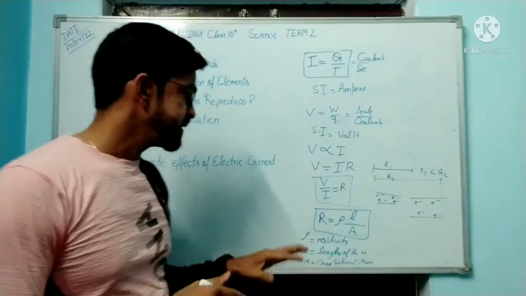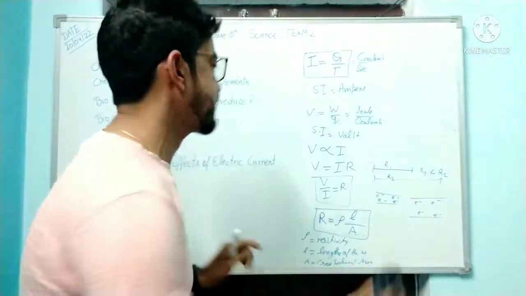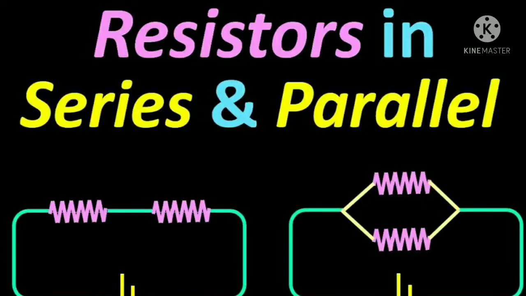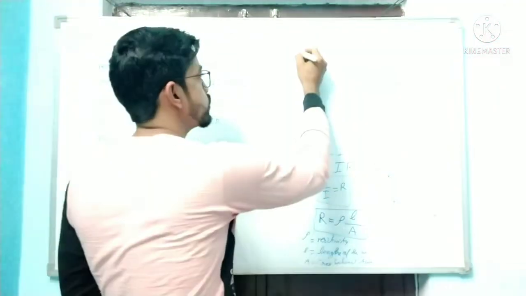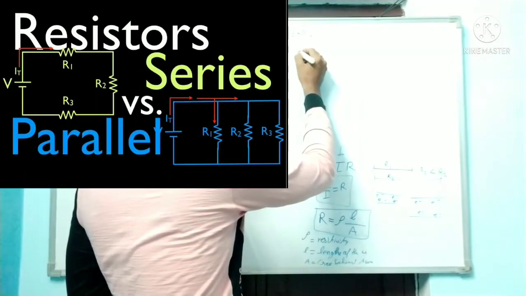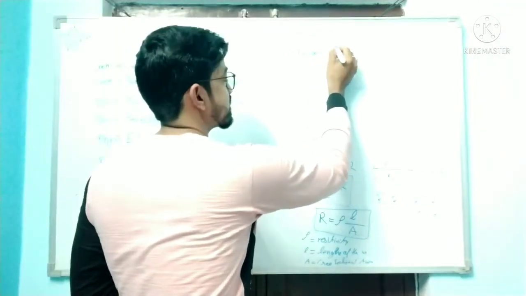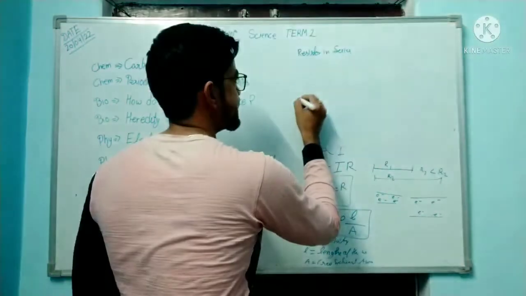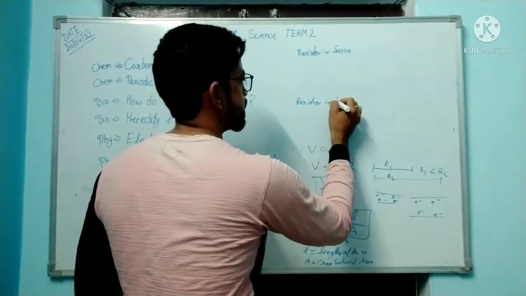Okay. Next thing is, what is the combination of resistance? Combination of resistance, we erase this. So there are two types of combination: resistors in series, resistors in parallel.